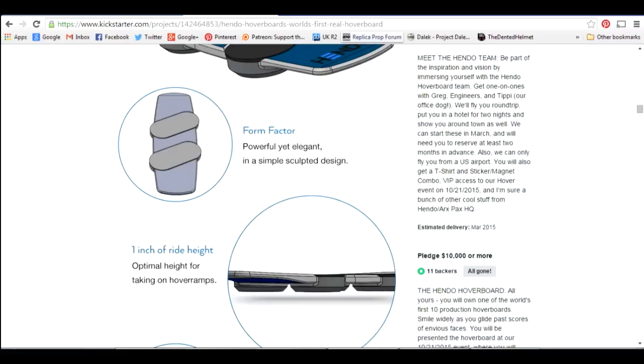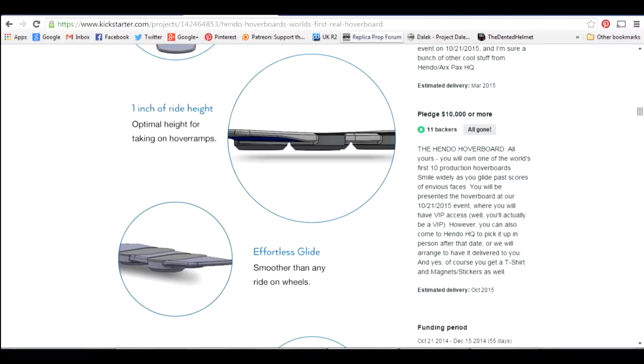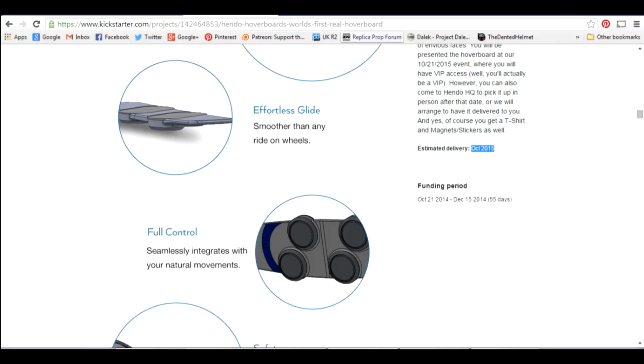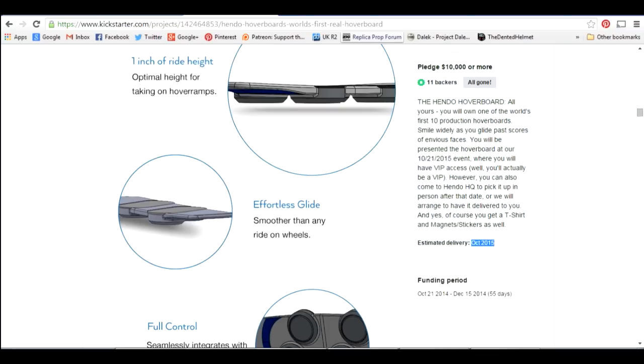If we scroll right down to the bottom, if you want to get one of these, in fact all of them have gone, but $10,000 gets you the hoverboard, and basically they're delivering it in October 2015. In fact, they have a ceremony to go and receive your hoverboard on October the 21st, 2015, which is of course the day that Marty McFly goes forward to the future in Back to the Future 2.